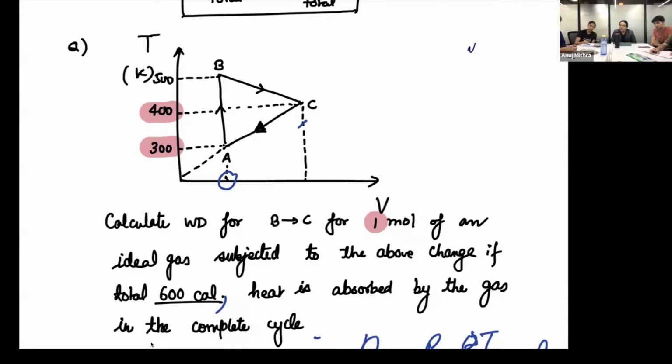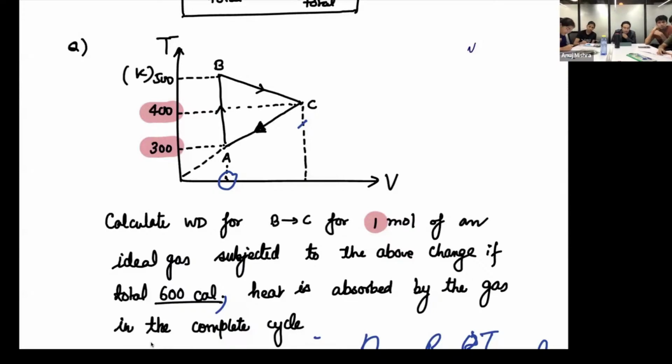So what's on the y-axis? Temperature. Sorry, x-axis, volume V. Please draw this diagram. A to B is perpendicular, B to C is at a certain angle not given, C to A is a certain angle reaching the origin, 300, 400, 500.